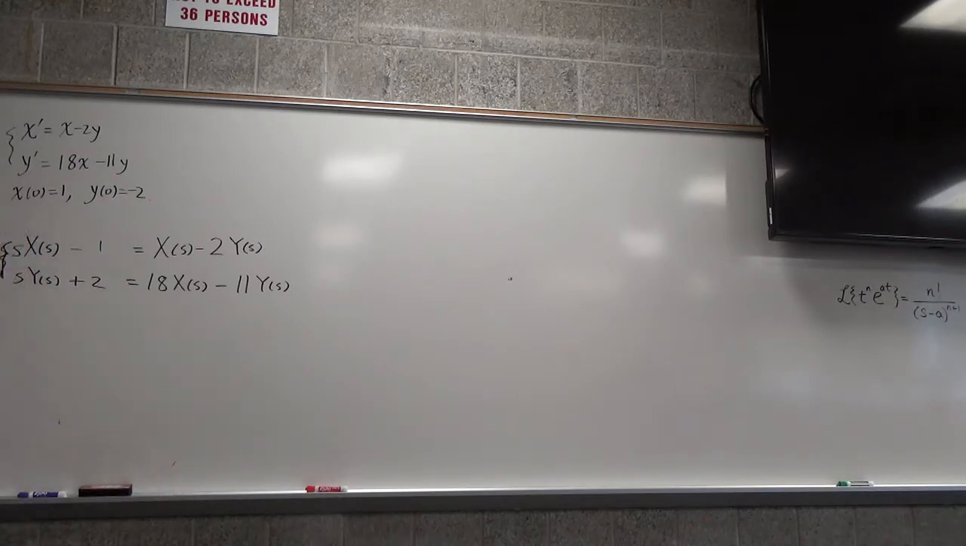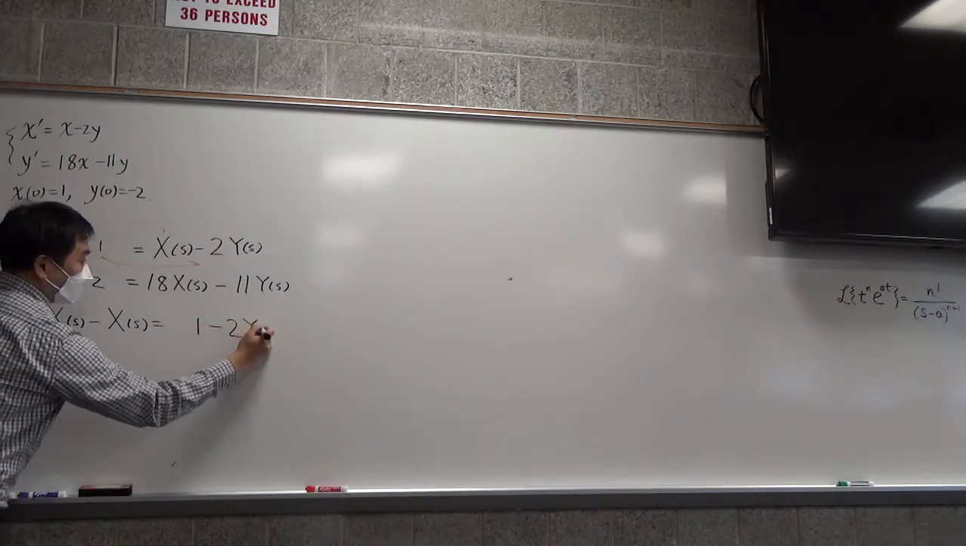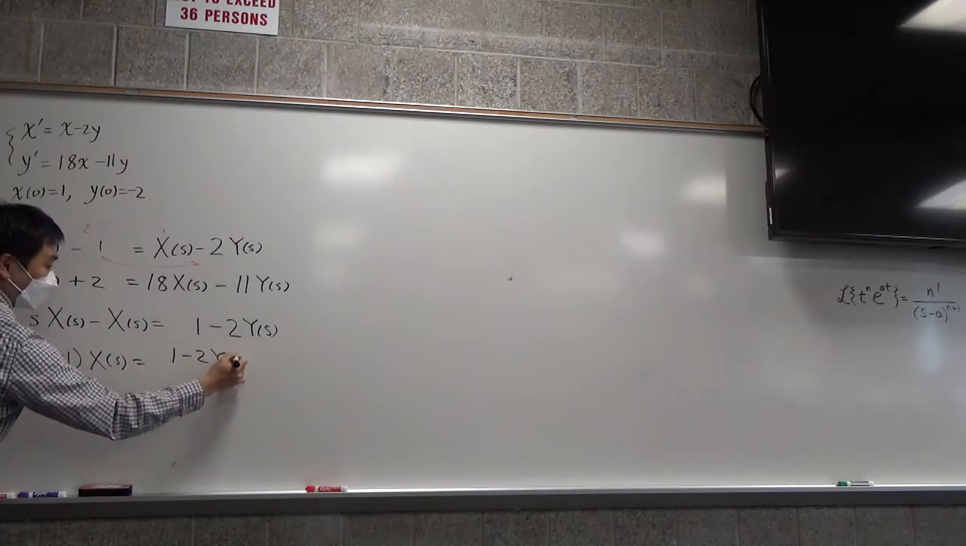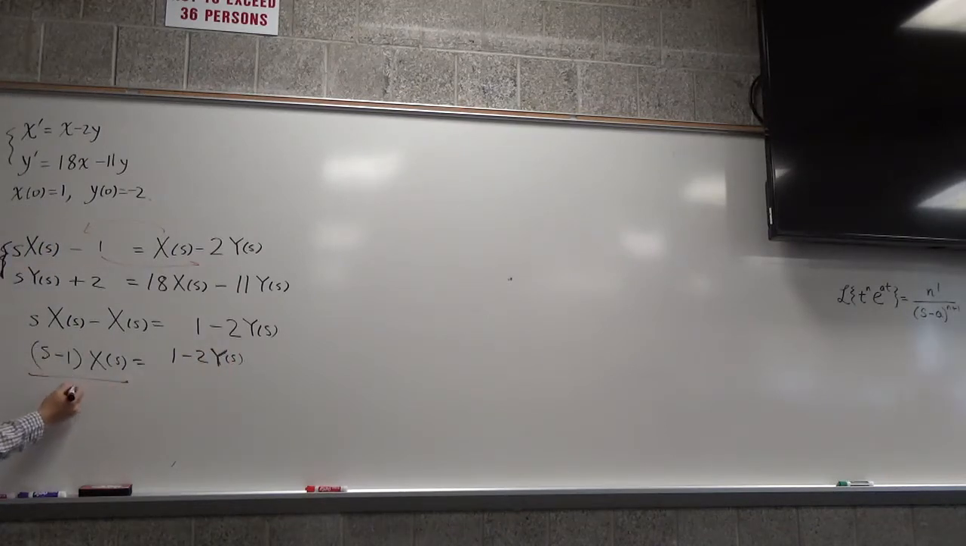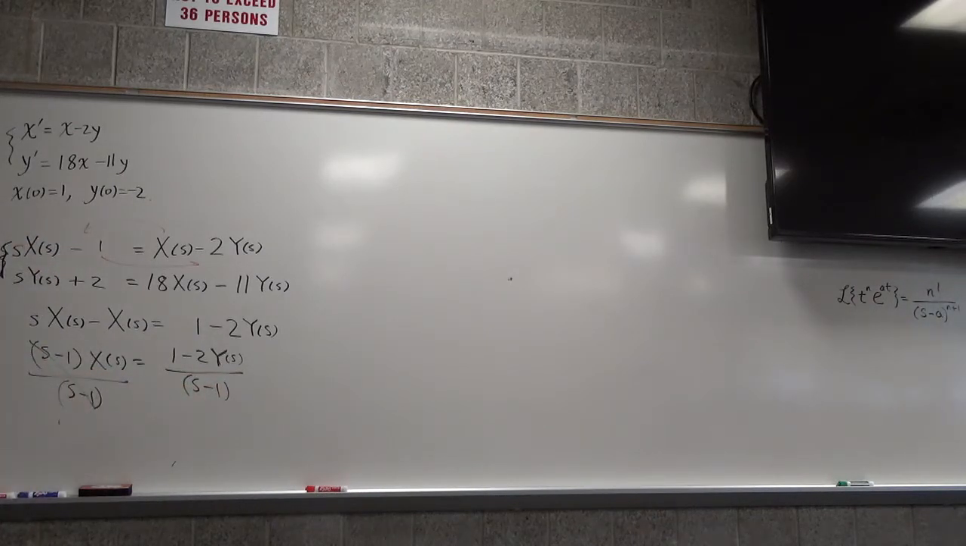So what I'm going to do is take the first equation, move this to the left, move the negative one to the right. And the result is you have s times X(s) minus X(s) equals to negative 1, no, actually positive 1 minus 2Y(s). And then because this factors as s minus 1, all you have to do is now divide by s minus 1 both sides. And there it is. That's your X(s). Not quite, because you still don't know what Y(s) is, so you have no other choice but to plug this into the next one. So let's see what that gives us.